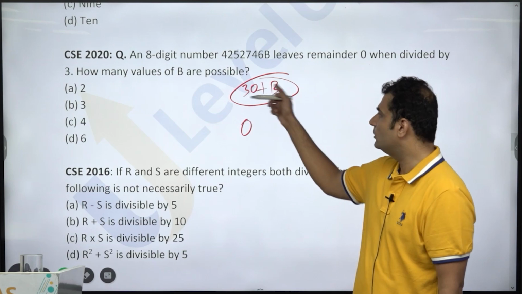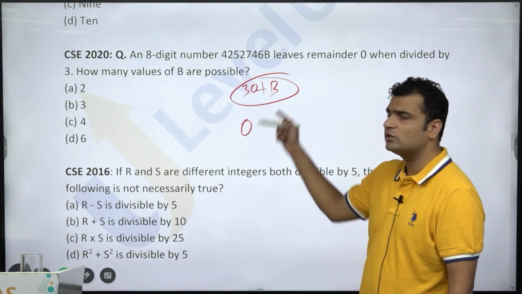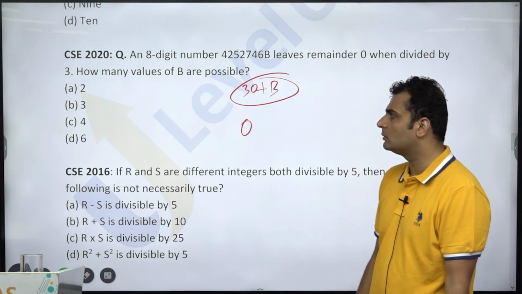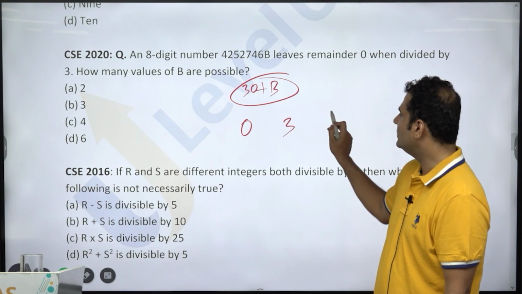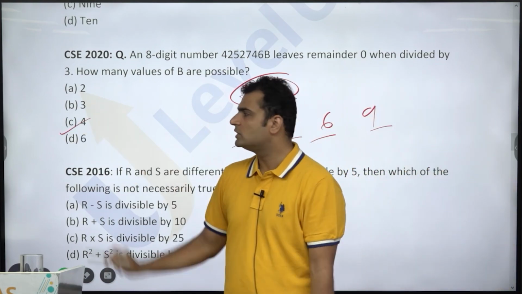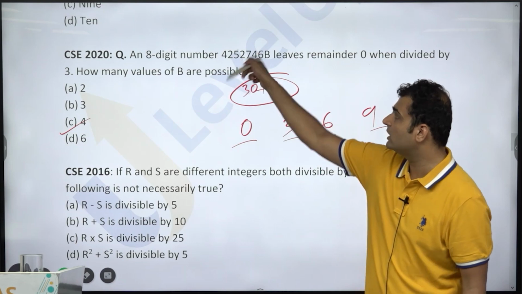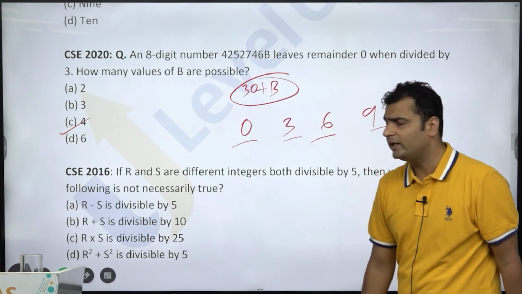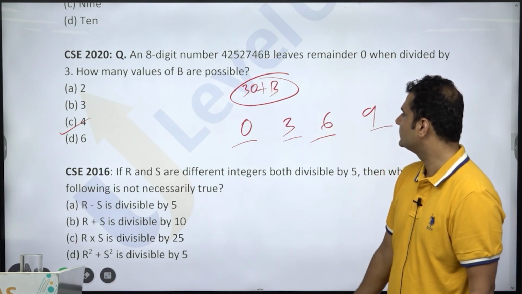b can be 0 because 30 itself is divisible by 3. 30 plus 0, 30. So 30 is divisible by 3. Then we can have 3, we can have 6, we can have 9. So there are 4 possible values of b which make this number divisible by 3. Very easy, right?